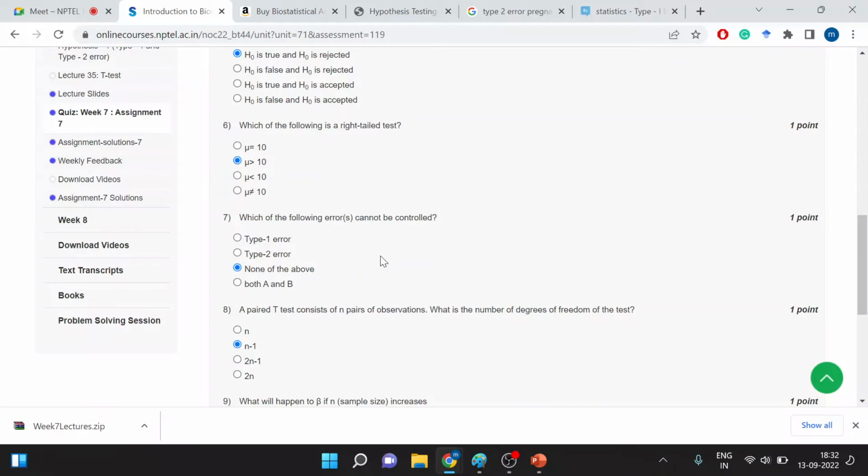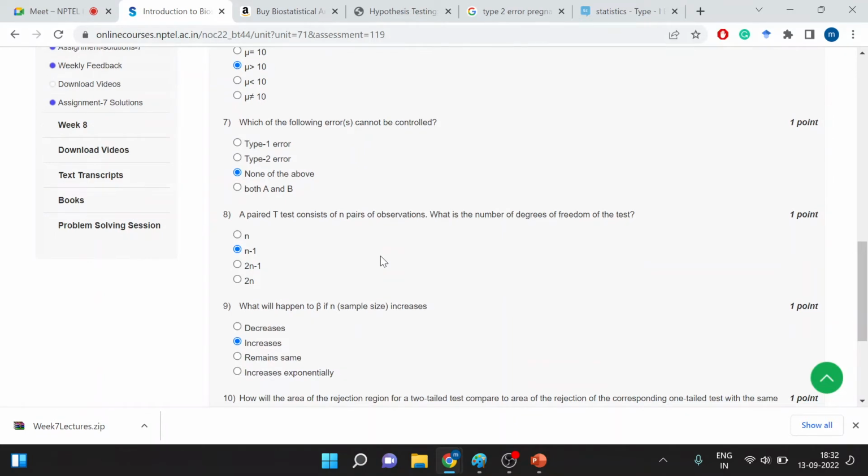Then a paired t-test consists of n pairs of observations. What is the number of degrees of freedom of the test? What do you mean by number of degrees of freedom? Number of degrees of freedom basically means that, if I tell you the IDs of some X number of individuals, you should be able to tell me the ID of the remaining individuals.